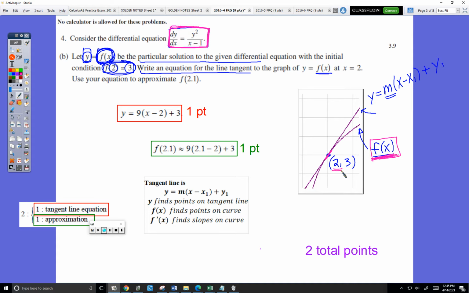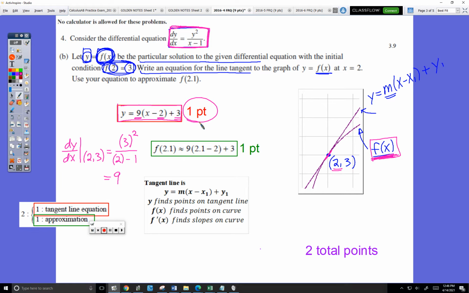So let's do that over here. So we're going to find dy dx when the x-coordinate is 2 and the y-coordinate is 3. Which means we'll have 3 squared divided by 2 subtract 1. That's a slope of 9. So now we can actually write our equation right here and collect a point. Here's our slope of 9, our x-coordinate of 2, our y-coordinate of 3. That's 1 point.